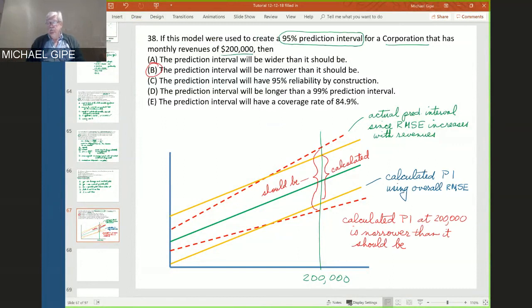And so if your heteroscedasticity increases with positive x, then what should be the correct prediction interval becomes larger, and your calculated prediction interval at large values of x is too small, at small values of x is too large. So I think the picture here illustrates it pretty well.